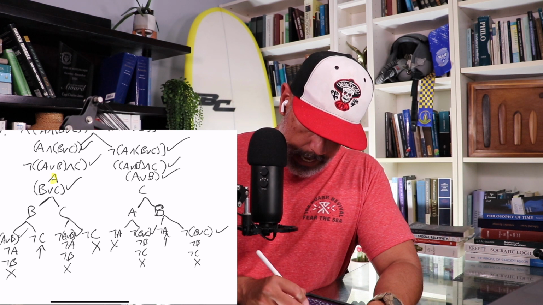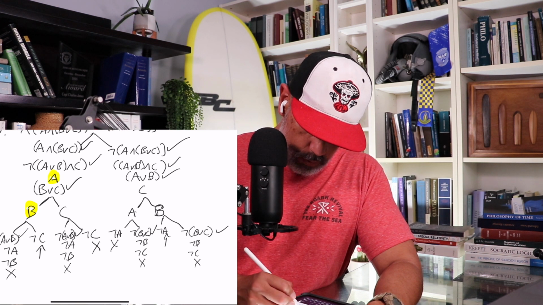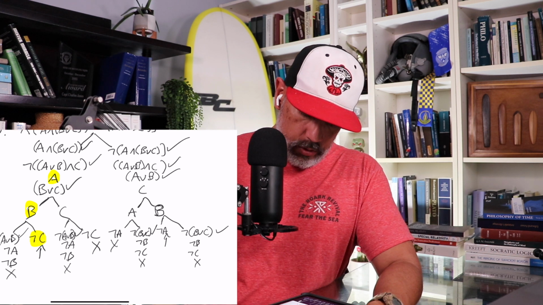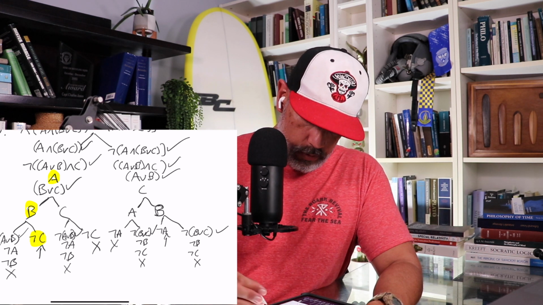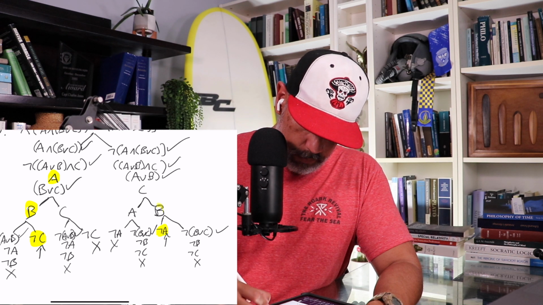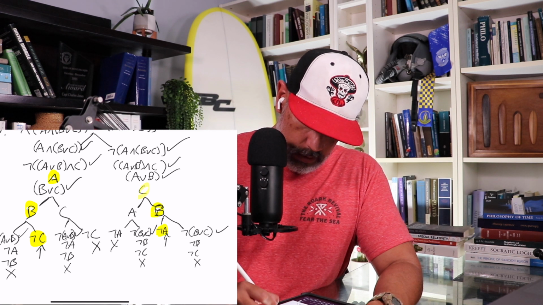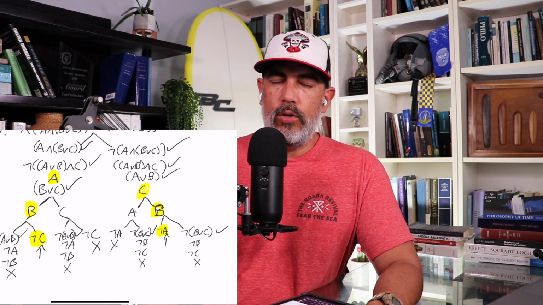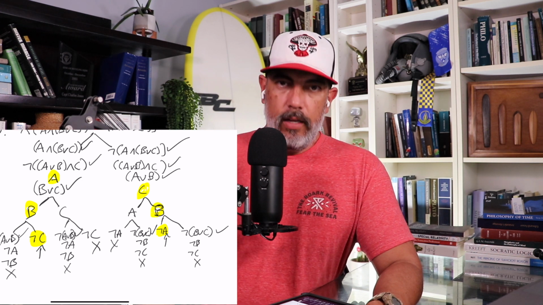It looks like when A is true, B is true, and C is false, that makes our original proposition false. And then when A is false, B is true, and C is true, then our original proposition would be false. So that's it.